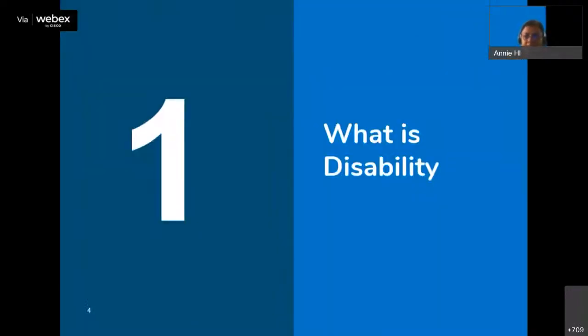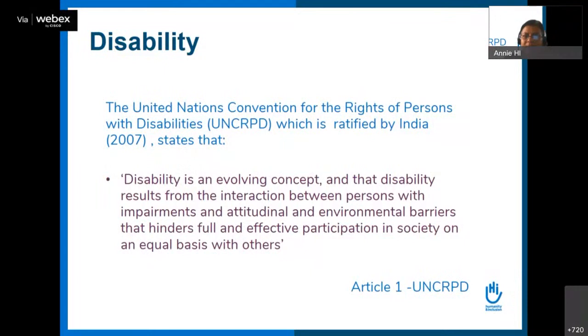So what is disability? The moment we think about disability, what is the image that comes to everyone? You can use the chat box to share your thoughts about it. Yeah, so when we look at disability, the picture that comes to our mind is somebody who has a difficulty to walk, somebody who might have a difficulty to hear, somebody who might have a difficulty to see or is behaving differently.